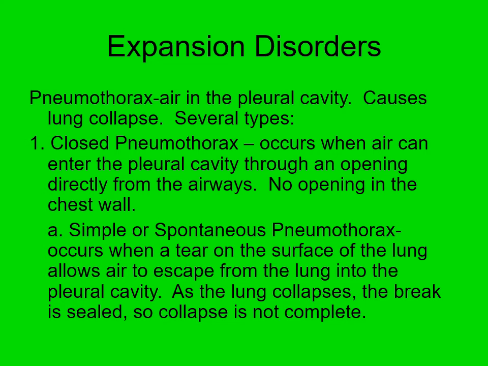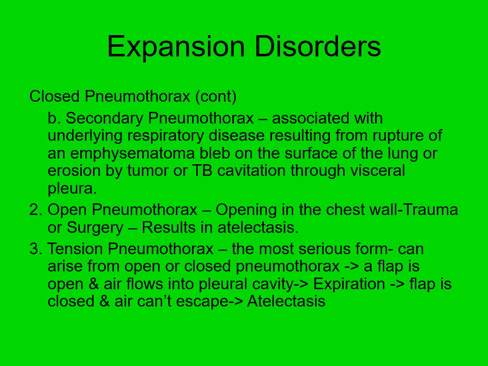Pneumothorax is where you have air in the pleural cavity. It can cause lung collapse. And so there are several types. Closed pneumothorax occurs when air can enter the pleural cavity through an opening directly from the airways. No opening in the chest wall, though. Simple or spontaneous pneumothorax occurs when a tear on the surface of the lung allows air to escape from the lung into the pleural cavity. As the lung collapses, the break is sealed, so the collapse is not complete.